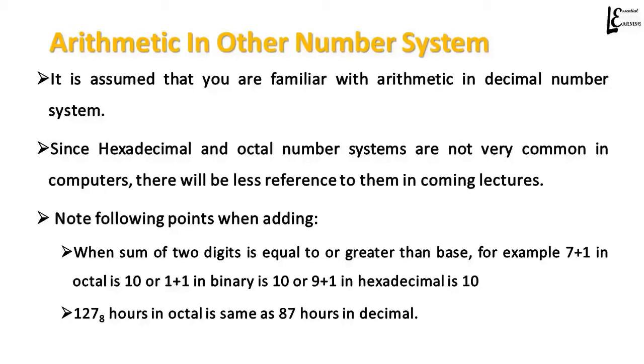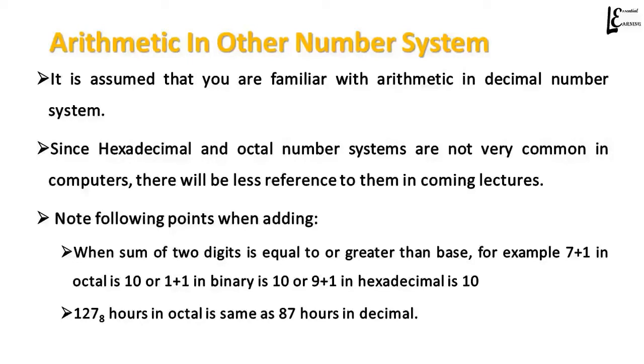Since the hexadecimal and octal number systems are not very common in computers, there will be less reference to them in coming lectures. The following points must be noted whenever solving problems with number systems. The first point you need to take into account is when the sum of digits is greater than the base of the number system. For example, 7 plus 1 in octal is 10, 1 plus 1 in binary is 10, or 9 plus 1 in hexadecimal is 10.